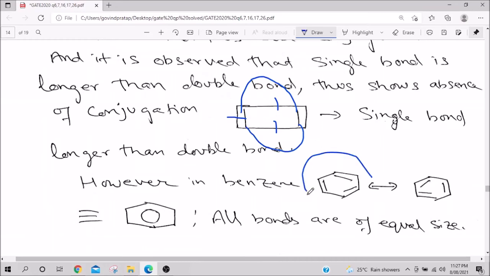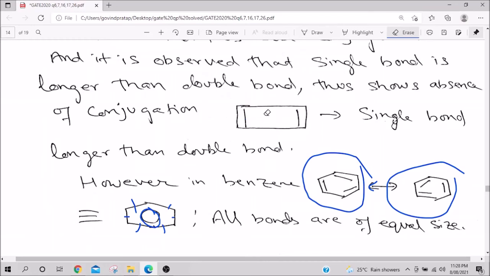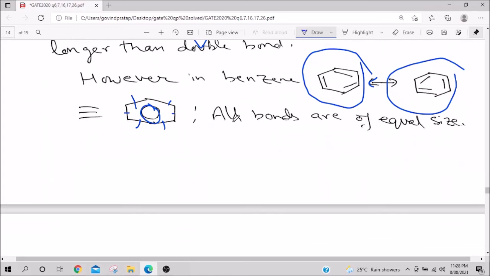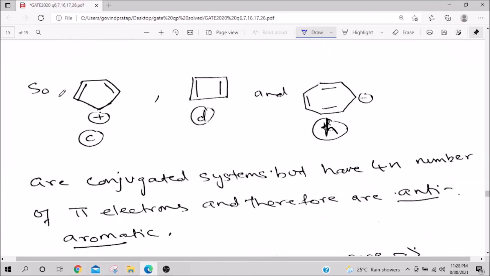Let us see something like benzene. These are the two Kekule structures we draw. We can say that the double bond is shared equally between all of them, and the bond length of this and this are all the same. So it is a conjugated system, this one is non-conjugated. Therefore this molecule is not aromatic, this molecule is not aromatic. It is asking the number of aromatic molecules. Similarly this is not aromatic.